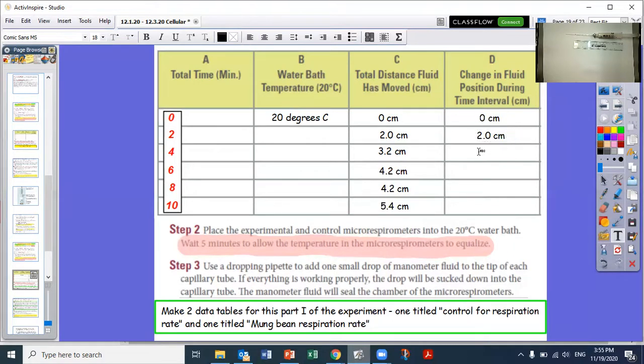I'll do one more example here. So during the 4-minute to 2-minute time period, where you went from 2 and waited until 4, we went from 2 centimeters to 3.2 centimeters. So the difference here is 3.2 minus 2, which means that the difference is 1.2 centimeters. And you're going to finish up the table doing this, and then you're going to fill out another table with the control one that I will show you. Okay, the control is important just because this change right here and right here are all going to need to subtract a little bit because we actually had a little bit of movement.